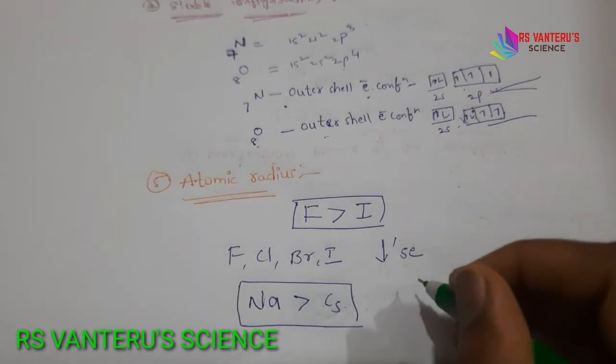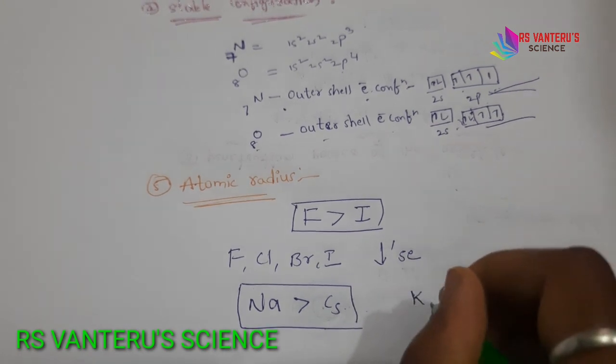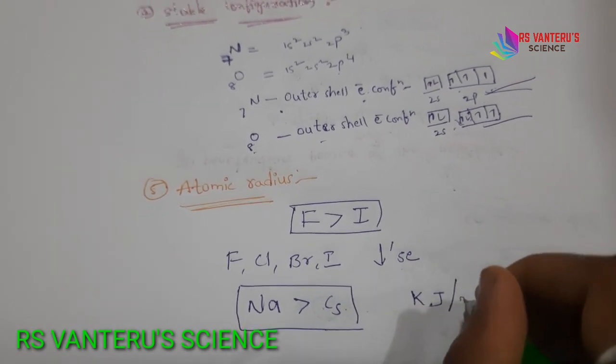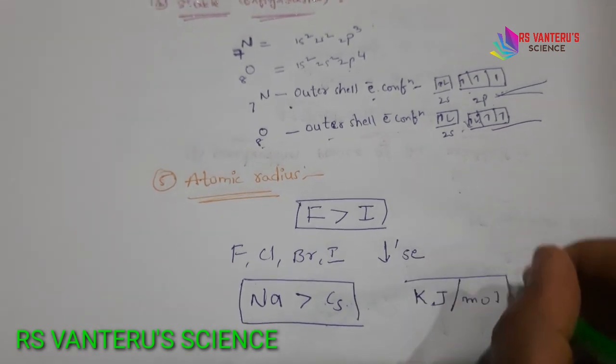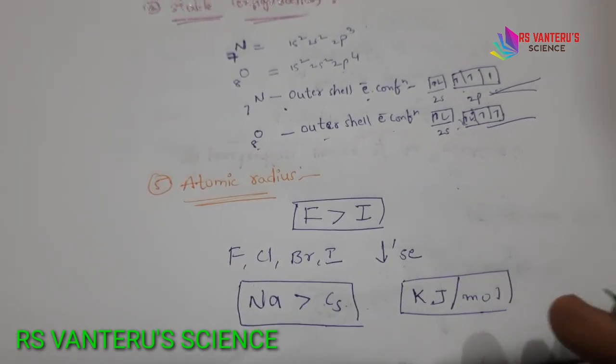Next, ionization energy is expressed in kilojoule per mole. It is ionization energy. Thank you.